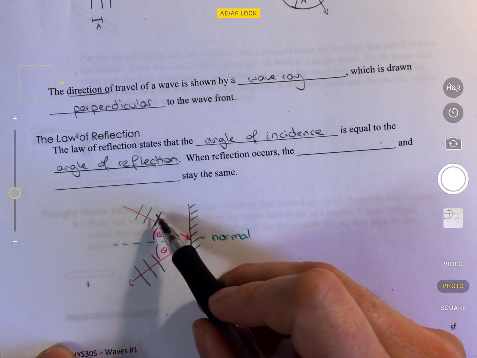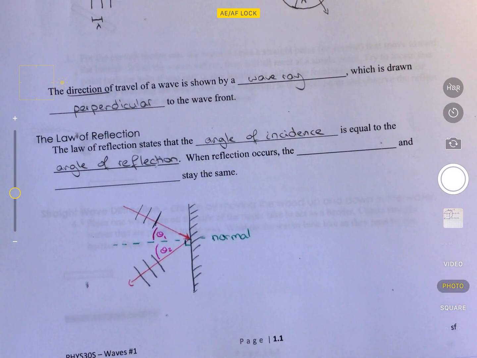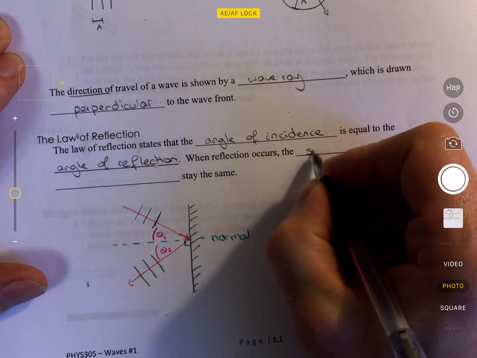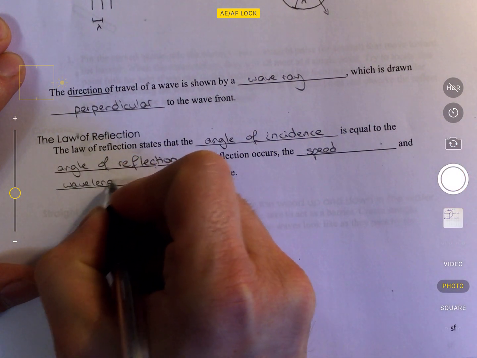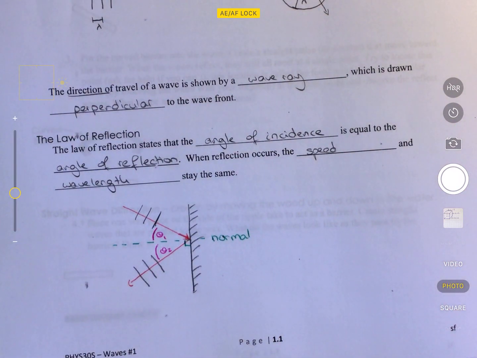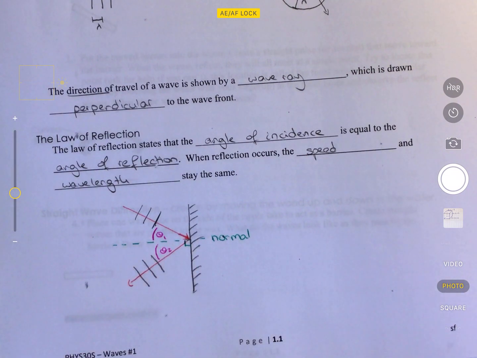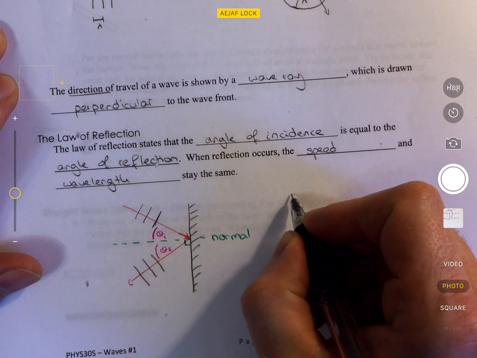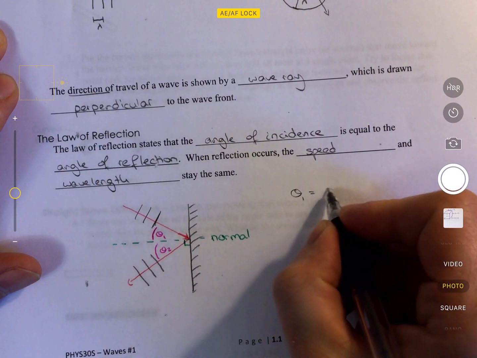Which means our wave fronts will have to have the same distance from each other. The speed stays the same, and the wavelength stays the same. So when reflection occurs, the speed and the wavelength stay the same. And on top of that, these two angles are equal to each other as well. We can say this mathematically or algebraically, and write it down like this. Theta 1 is equal to theta 2.